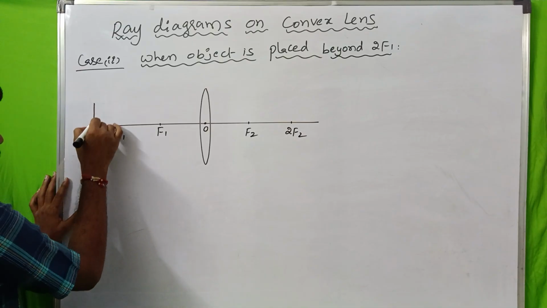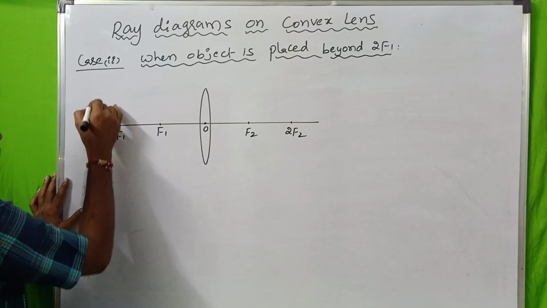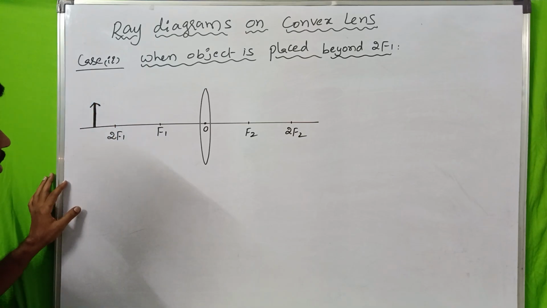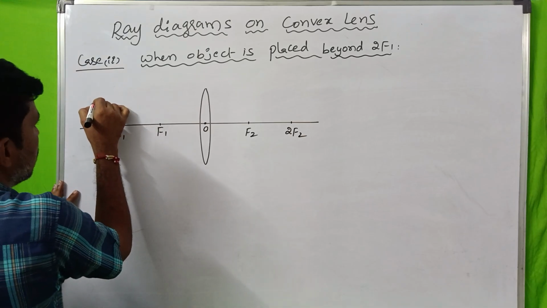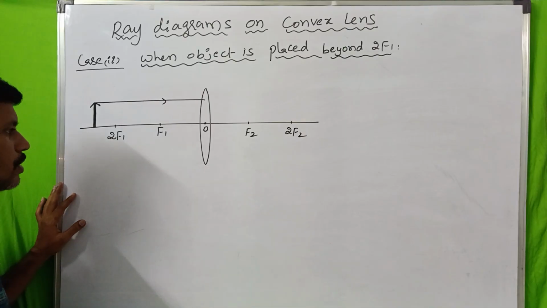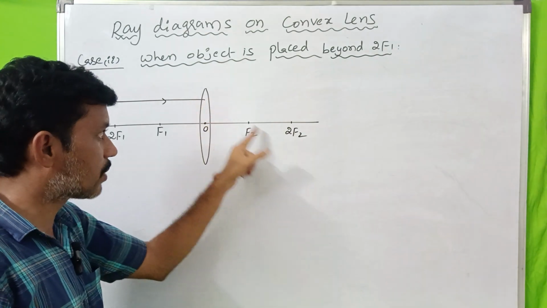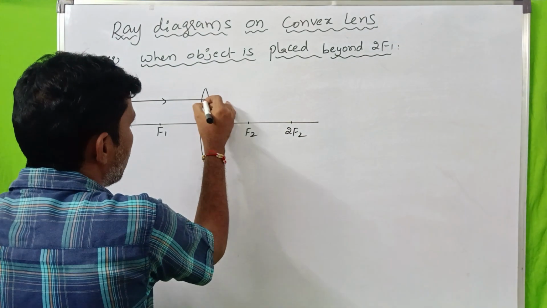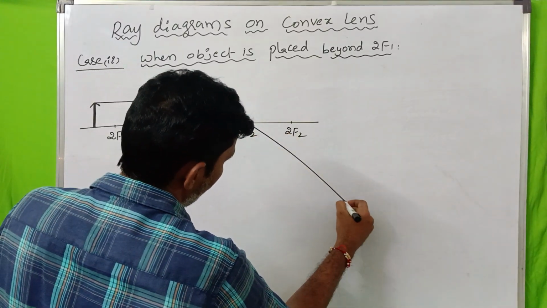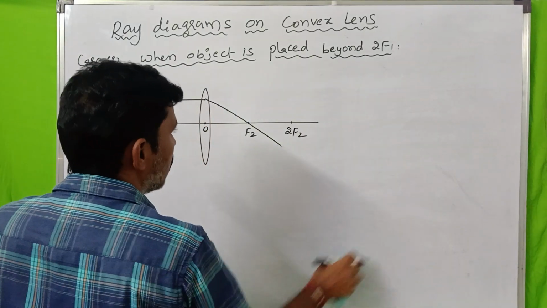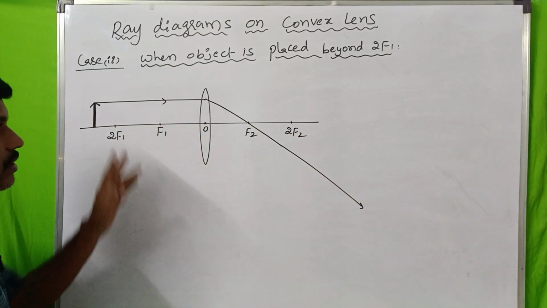So let us take one object like this. This is the object. The first ray should be parallel from the top of the object, according to the first rule. So the first ray is parallel to the principal axis. After refraction, we know that it passes through the focus point. You have to use the scale and draw properly, then you get the correct image positions. That is the first incident ray and refracted ray.